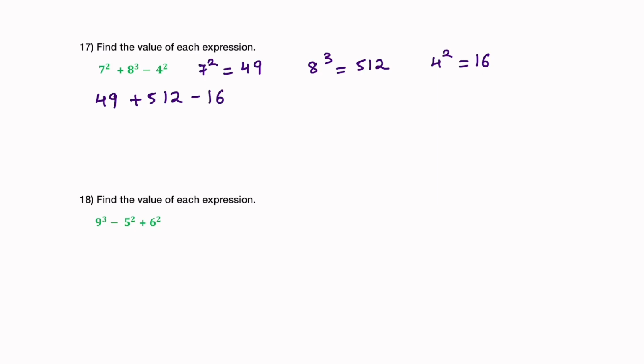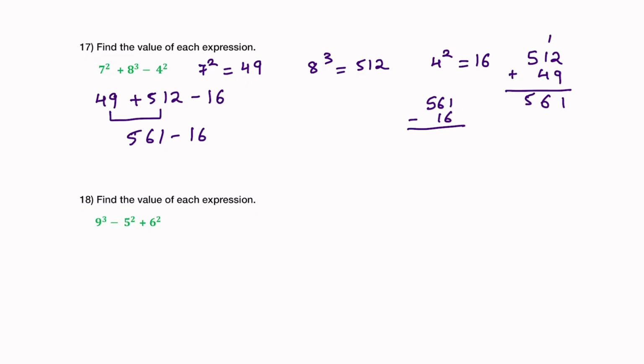So we did this calculations first. So 512 plus 49. That's 1 carry, that's 6, and that's 5, right? So it's 561 minus 16. So again, let's do the calculations. 561 minus 16. So we have to do this, right?